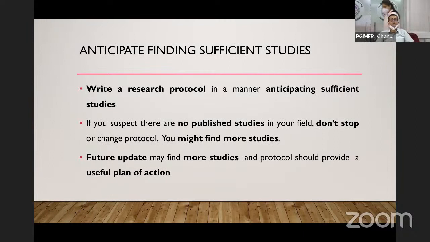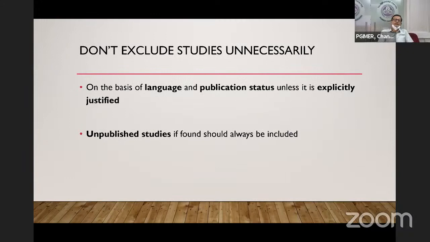If you are doing systematic reviews, then you have to write a research protocol in a manner that anticipates a sufficient number of studies. And if there are no published studies, then don't stop or change the protocol or the eligibility criteria of your protocol. You might find more studies in the future or in a future update. And don't exclude studies unnecessarily on the basis of their language and publication status in the systematic review, if you are doing one.